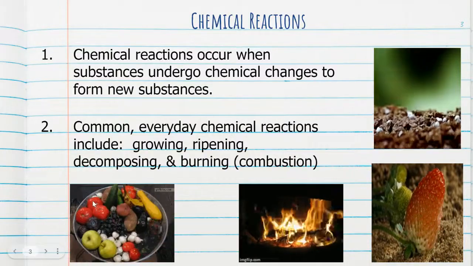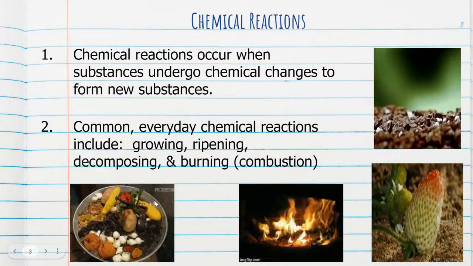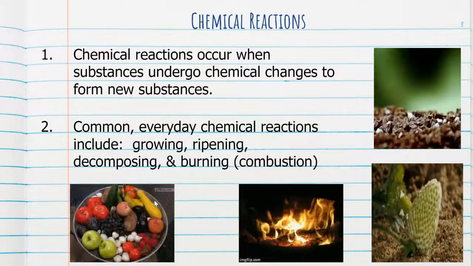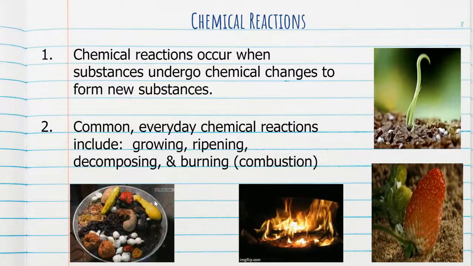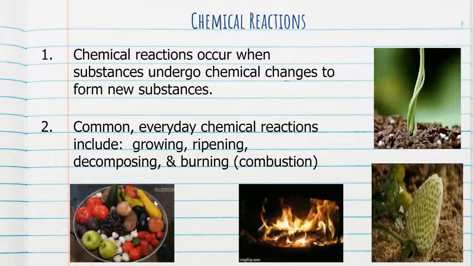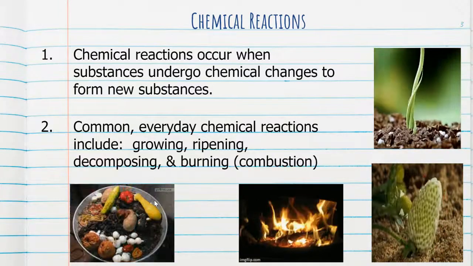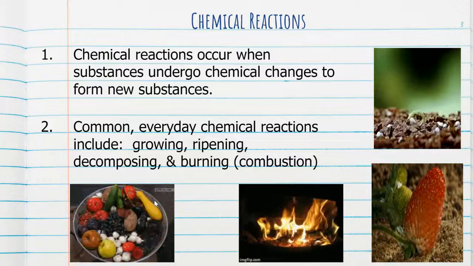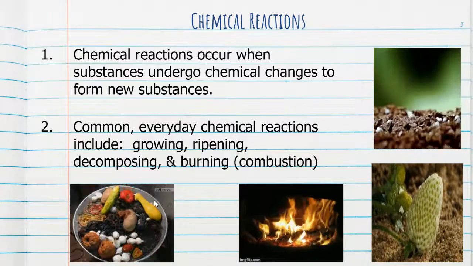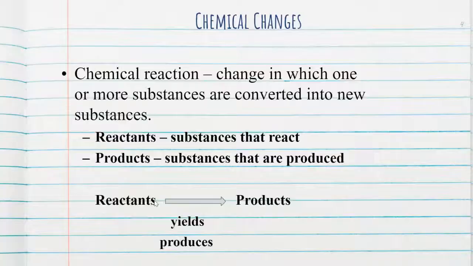You have decomposing. Here you see the fruit and the vegetables rotting away or decomposing. Rotting or decomposing is a type of chemical reaction, right? Things change and they look way different after they rot than before. Same thing with burning and combustion. When you burn a log, it starts off looking like a thick piece of wood, and then eventually it just turns into ashes, right? These are all examples of everyday chemical reactions.